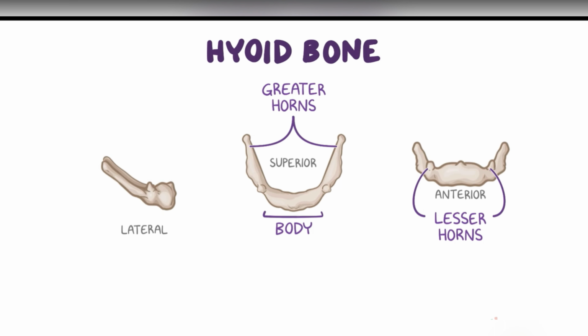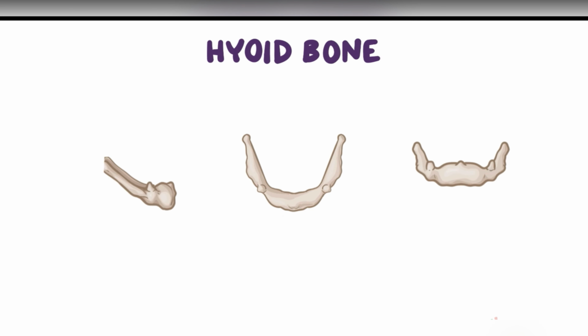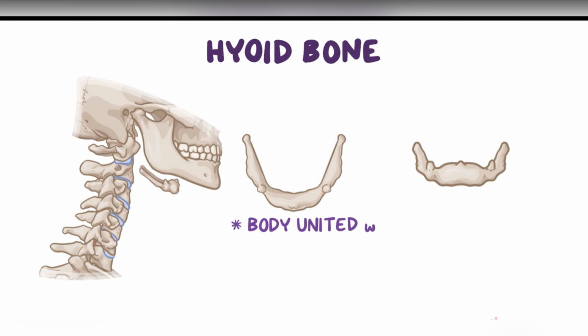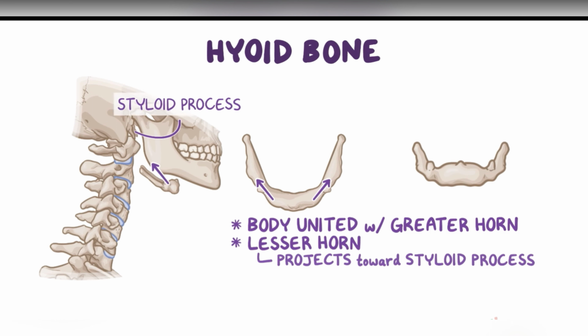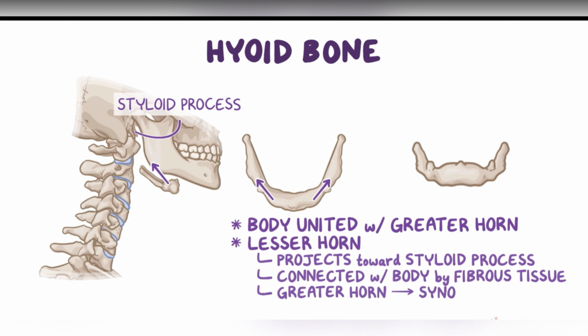The body of the hyoid is located in the middle. It faces anteriorly and has an anterior convex surface which projects antero-superiorly, and a posterior concave surface which projects postero-inferiorly. So far so good. Now, each end of the body is united with a greater horn that projects postero-superiorly and laterally from the body. And near the junction between the body and the greater horn on either side, there's a lesser horn, which projects supero-posteriorly toward the styloid process. The lesser horns are connected with the body by fibrous tissue, and sometimes to the greater horn by a synovial joint.